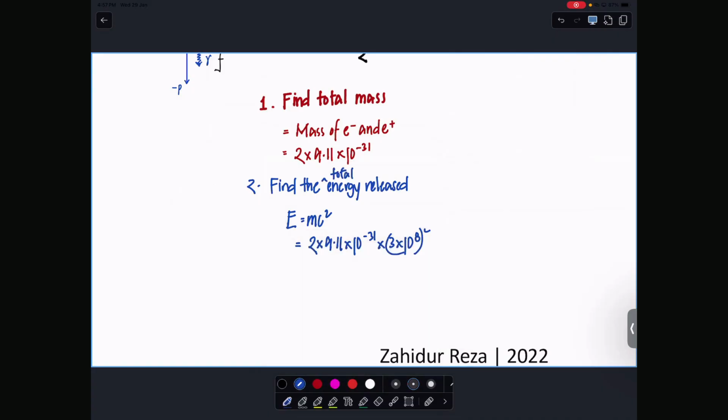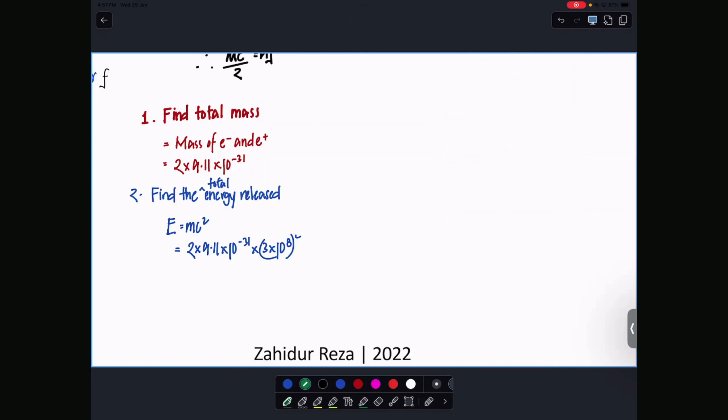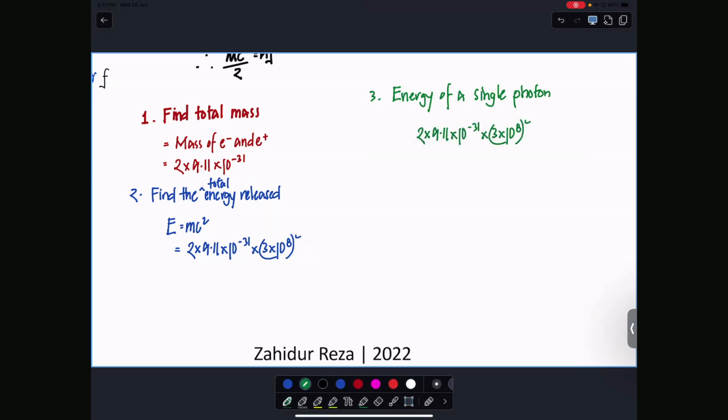Step number 3 is find the energy of one photon. So energy of a single photon. Very good. So the value that comes here, we are going to divide this by what? 2, because both of them share the energy in what way? Equally. So divide by 2. That's the energy of a single photon.